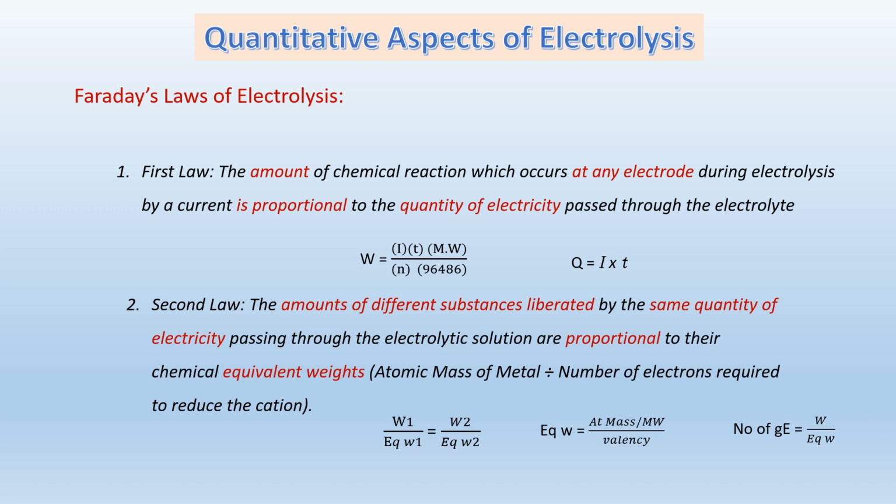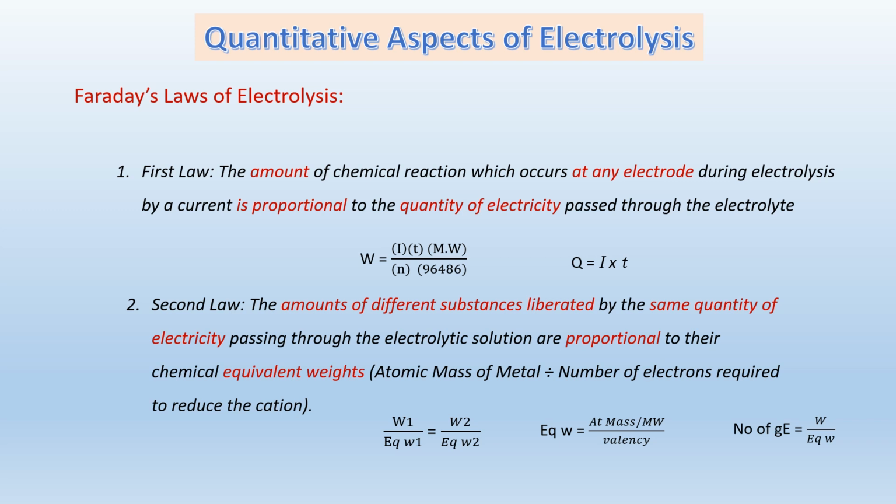For an alkali metal, it is +1. For an alkaline earth metal, it will be +2. For aluminium and the aluminium family, it will be +3. And divided by the Faraday constant, 96,486, you will get the amount of deposition of metal at the cathode, right?